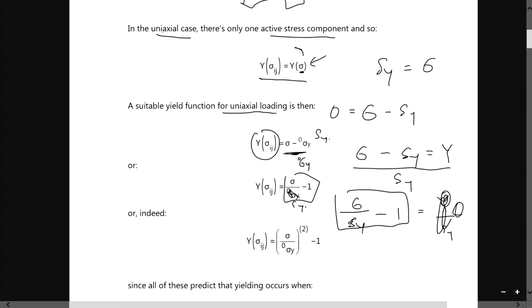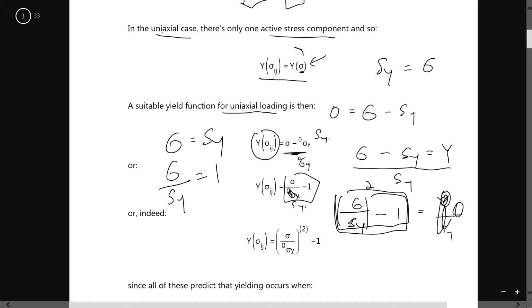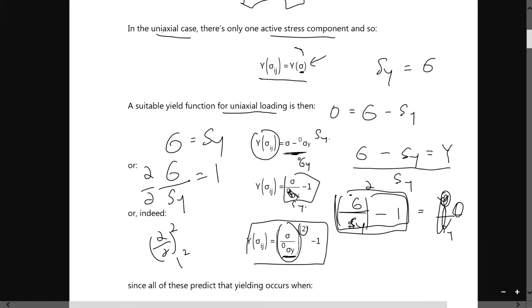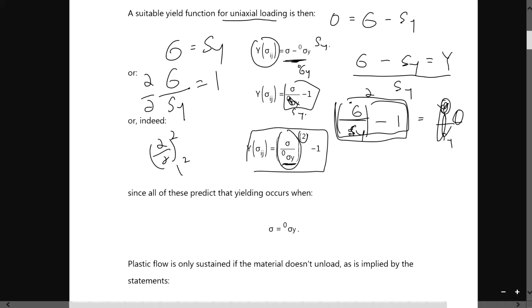You know that this thing over here is equal to 0, and this thing over here can also be equal to 0, because you know that sigma is equal to Sy. As long as your sigma is equal to Sy, this means that sigma over Sy is equal to 1. Because 2 over 2 is equal to 1, right? Even if you square it, 2 over 2 squared is just 1 squared. So that's why, instead of sigma over Sy, we can also write it as sigma over Sy squared minus 1.